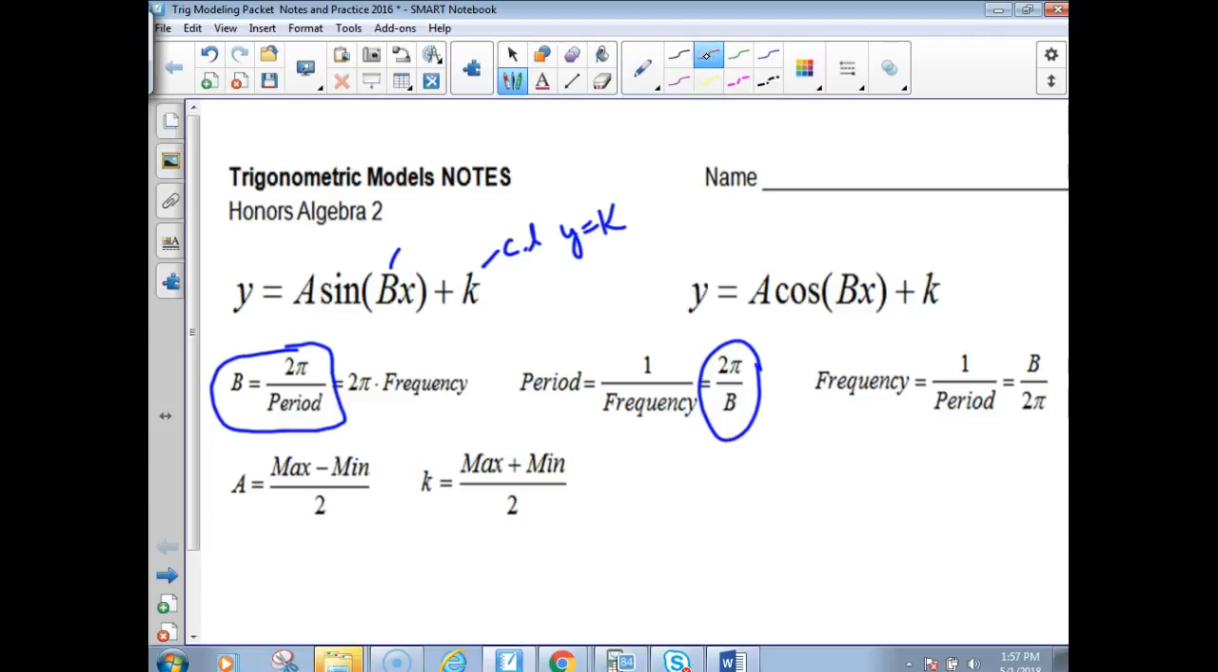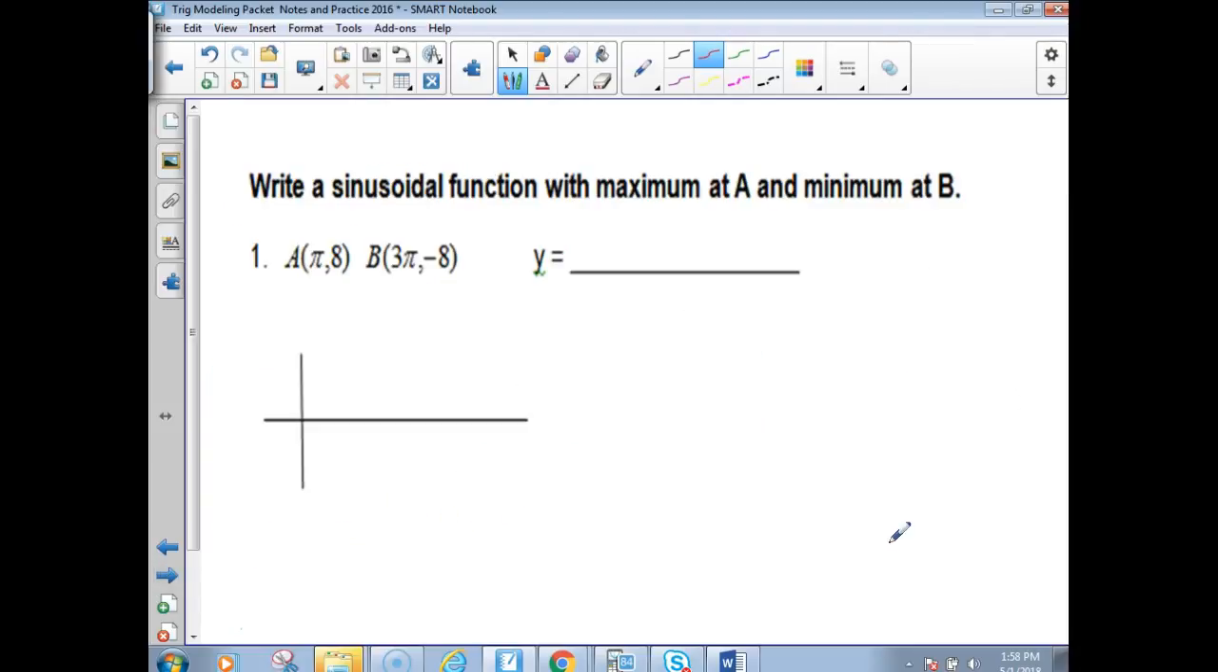The other thing is your amplitude. You know, A stands for amplitude. And you take the maximum Y value minus the minimum value, divide by 2, and you can get your amplitude. K, which is your center line, you get by doing the max plus the min divided by 2. So let's look at some problems.